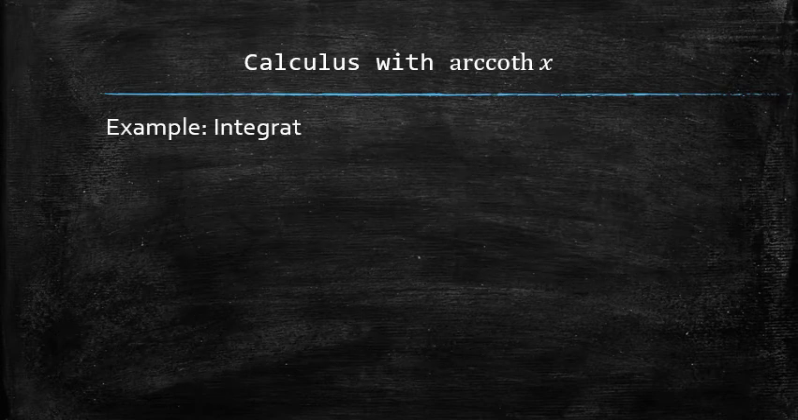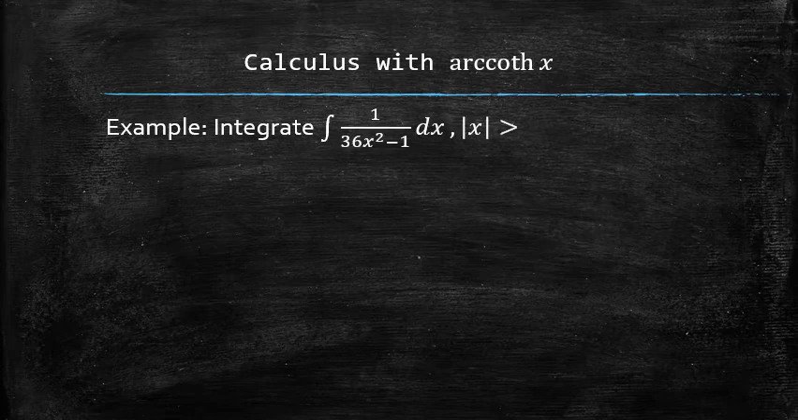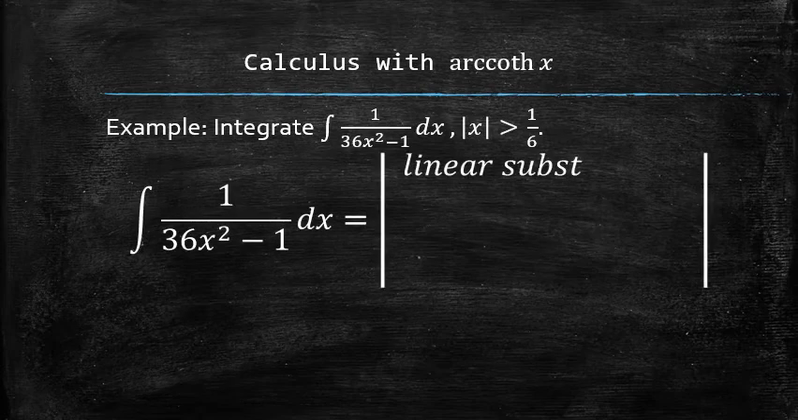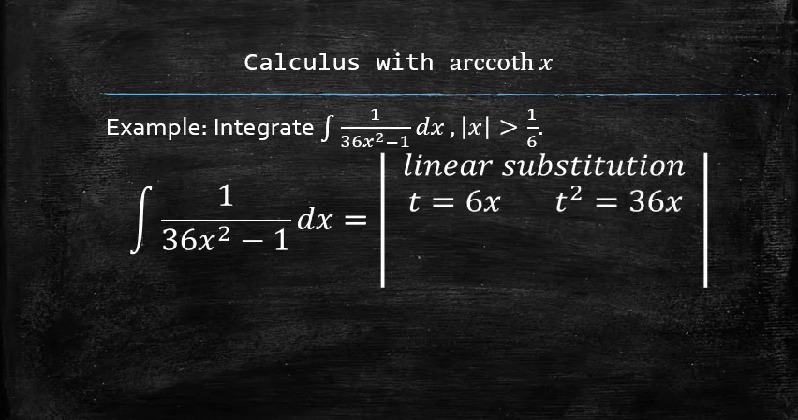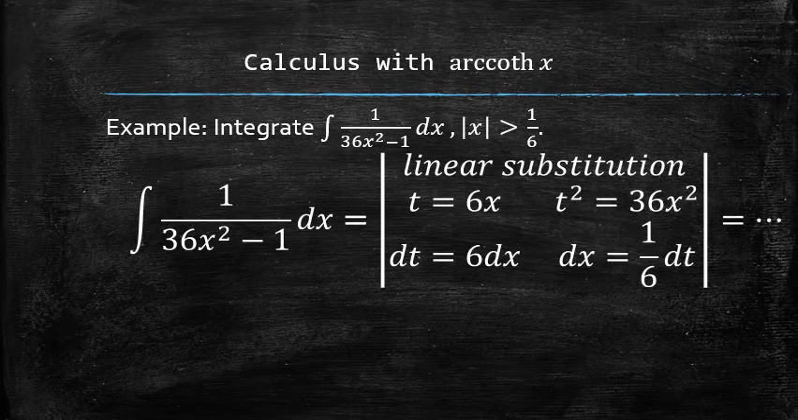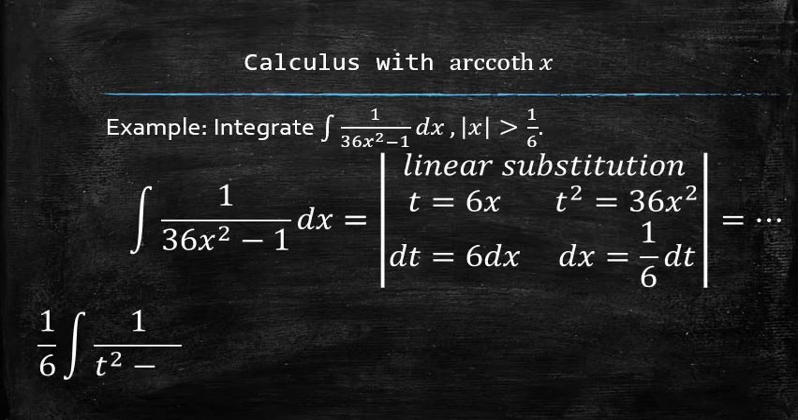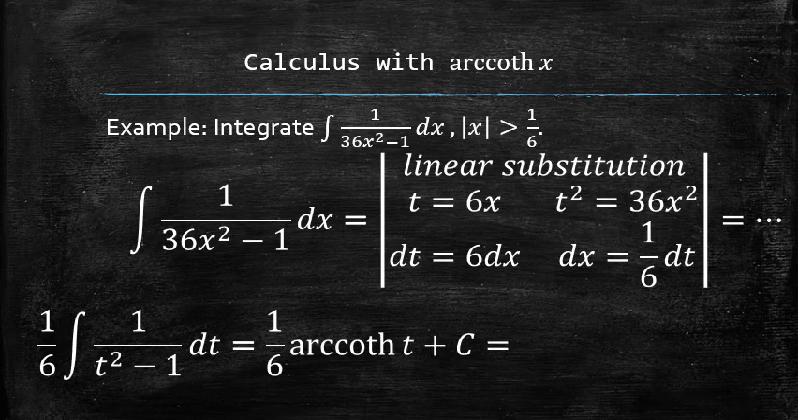Let's do an example, this time of a linear substitution. We set up the linear substitution by setting t equal to 6x and finding the differential of t and expressing the x in terms of dt. As a result, we have a simple indefinite integral in terms of t. Because of the domain, we choose the antiderivative to be the arc cotangent function. Now we replace the original function back for t to get the final answer.